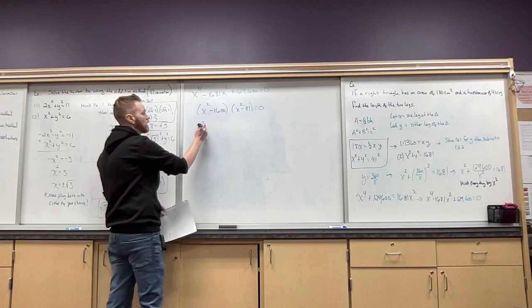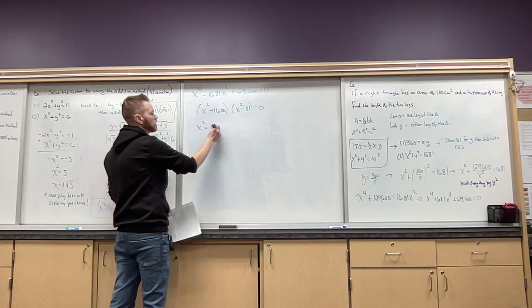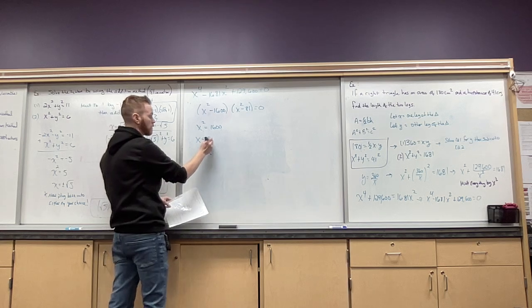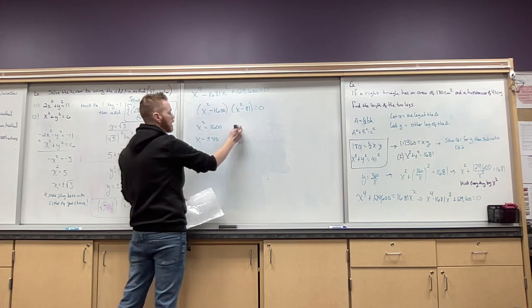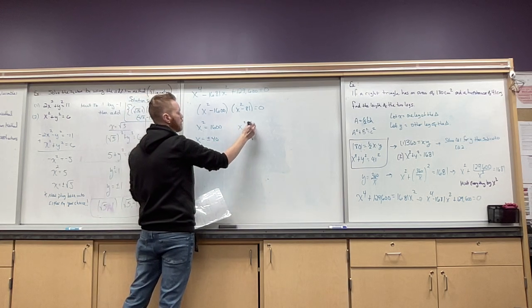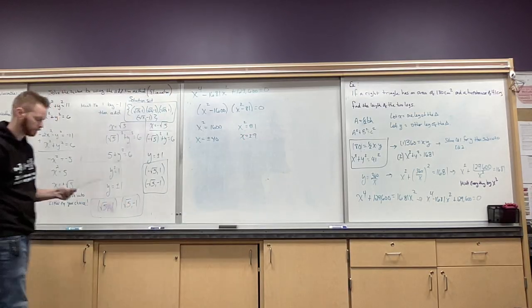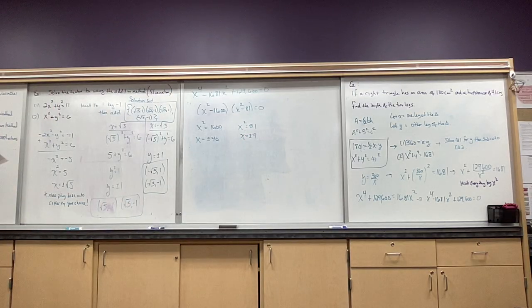So we get x squared equals 1600. Okay, so x is just plus or minus 40. On the other side, we get x squared equals 81. So x is plus or minus 9. Okay, well, we got two answers for both of them. So now we have to test these out and see what's going to work for this.